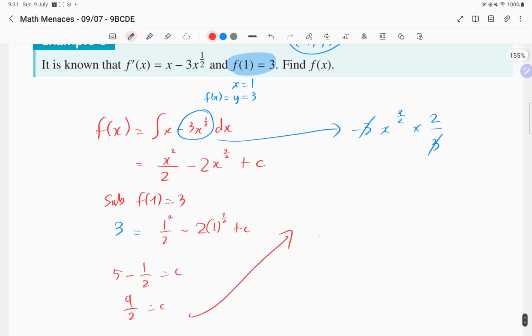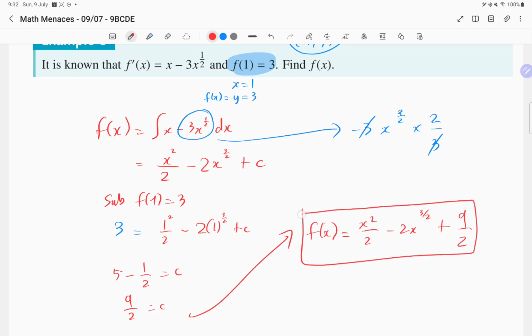But yeah, so finally, once you found the c value, you need to find the actual f(x), which is then x squared over 2 minus 2x to the power 3 over 2 and then plus 9 over 2. So the final answer has a value for the constant.